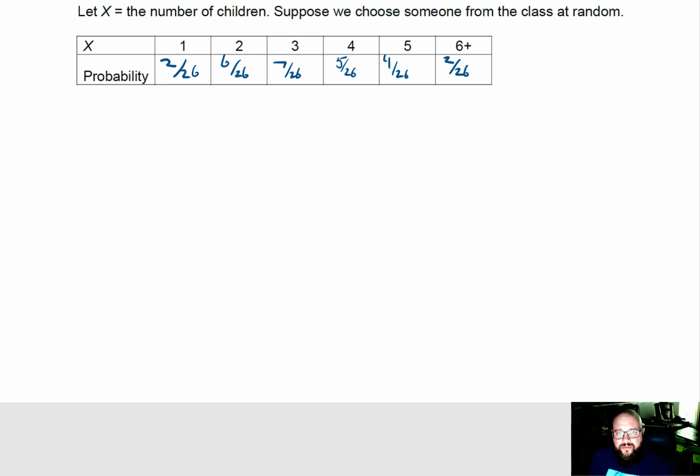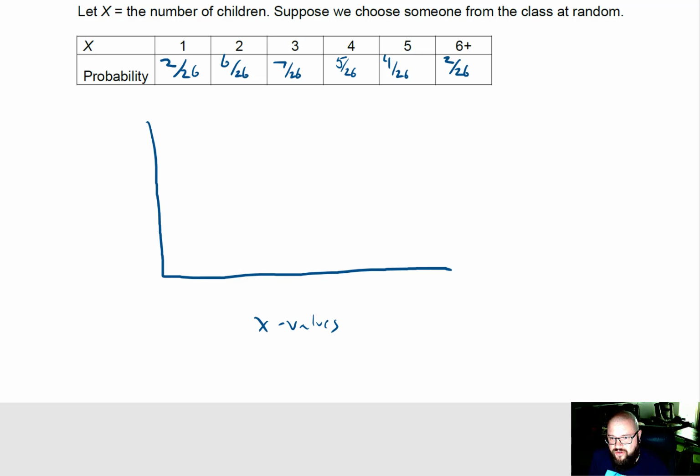Alright, so with the histogram, again, our y-axis is going to be dealing with our probability, and our x-axis is going to be dealing with our values. So let's go ahead and just make our little bar here. And for x values, label it x values, because we know that's for our number of children, right? I'm saying x value so you can follow along with me. So 1, 2, 3, 4, 5, and 6.